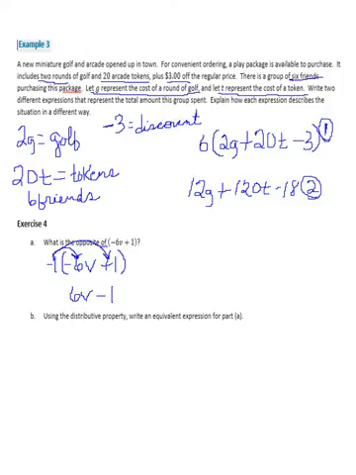I think I kind of jumped ahead of myself here. But let's go ahead and, it says using the distributive property, write an equivalent expression for part A. That's okay. So one equivalent expression would be 6v minus 1. And some of you may still be using this way to write it as well. 6v plus a -1. And that's okay too.